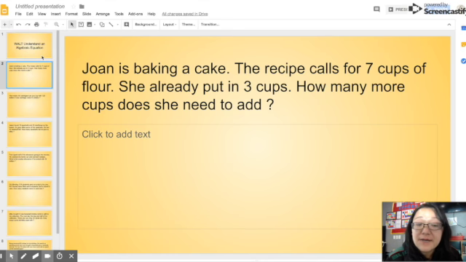So the first one is a fairly easy one to start with. Joan is baking a cake. The recipe calls for 7 cups of flour. She's already put in 3 cups. How many more cups does she need to add?